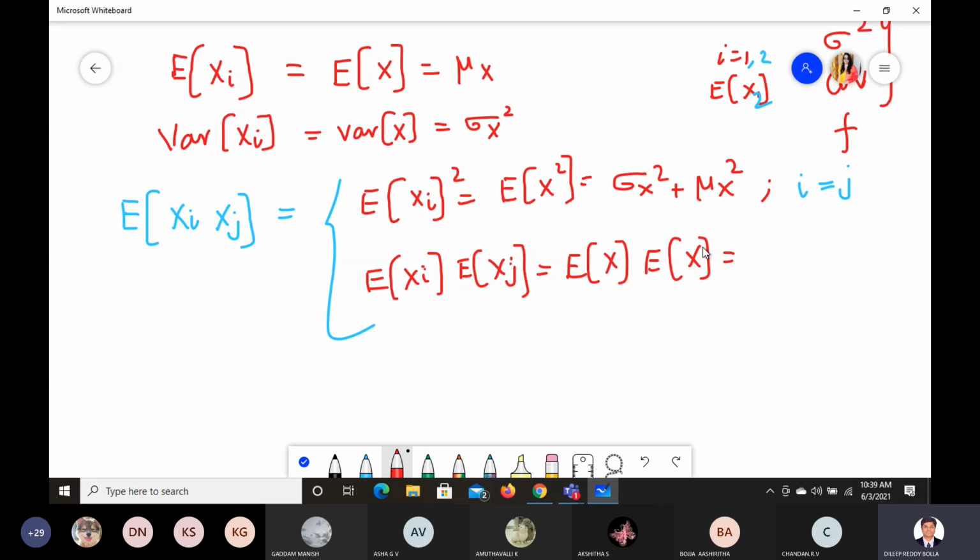Now what are these two? It is mu x and mu x. So this is going to be mu x into mu x, which equals mu x square, in the case when i is not equal to j. So finally, when i is not equal to j, we get mu x square. When i equals j, we get sigma x square plus mu x square.